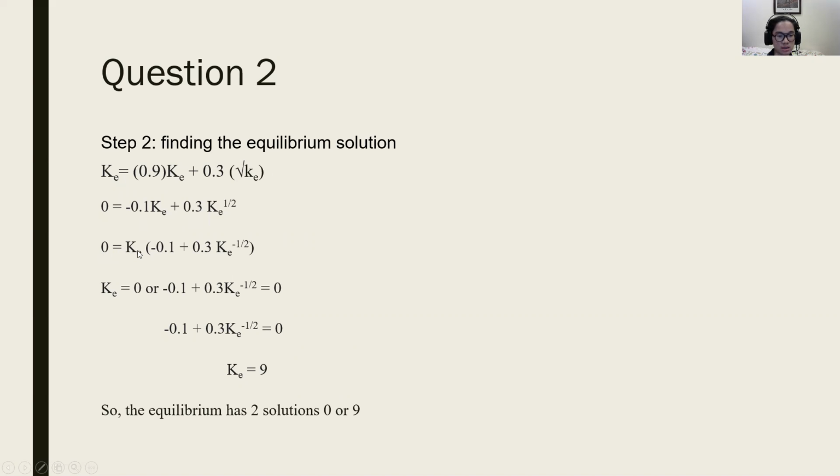So what does it mean? That means it has 2 solutions. One is K_e equals 0, and the other one is where the remaining part equals 0. Now K_e equals 0 is certain, and then we're going to solve for the remaining part, which is negative 0.1 plus 0.3 K_e to the power negative half equals 0. With simple algebra, you should find that K_e equals 9. So what does it mean? That means we have 2 equilibrium solutions here: when K_e equals 0 and when K_e equals 9.